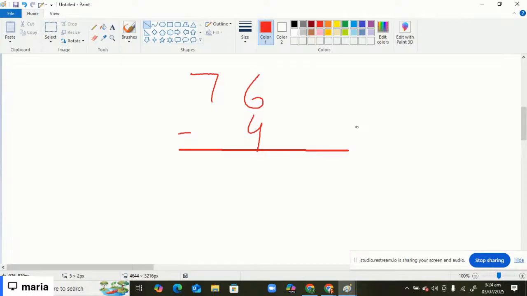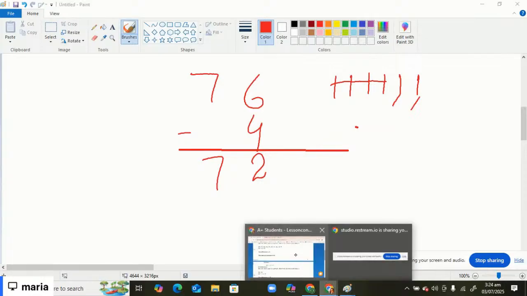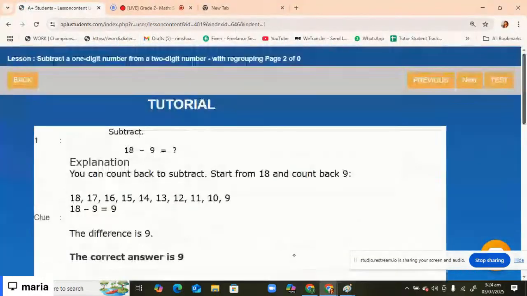So draw 6 lines. Let's do it. One, two, three, four, five, and 6. Take away 4 lines. One, two, three, and 4. So how many left? Only 2 lines are left. And now you just put down the 7 as it is. Okay. Now let's start the test questions.